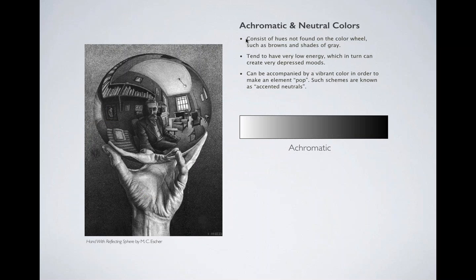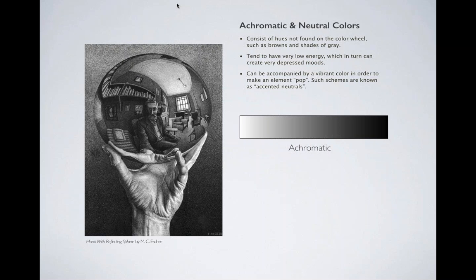And the fourth of the basic color relationships is achromatic. And achromatic is black and white. It's just the grayscale, no color. Achromatic actually literally translates to no color. These are not found on the color wheel. Black, white, and gray are not considered colors in formal color theory. They are hues not found on the color wheel.